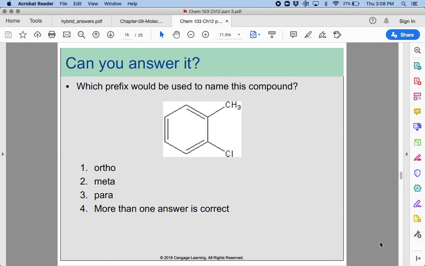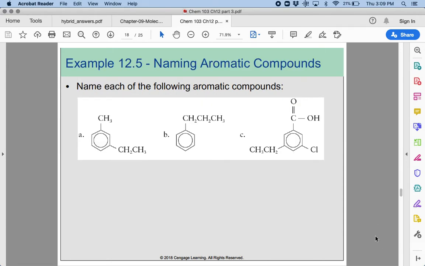What prefix would we use to describe the relationship between this methyl group and this chloro group? This would be ortho. 1, 2 is ortho. 1, 3 is meta. 1, 4 is para. So I want you to take a moment, pause, and go through and try and name these compounds on your own. All the same rules we were using before in terms of meth, eth, prop, but, counting, having the lowest number possible, all of these still hold true.